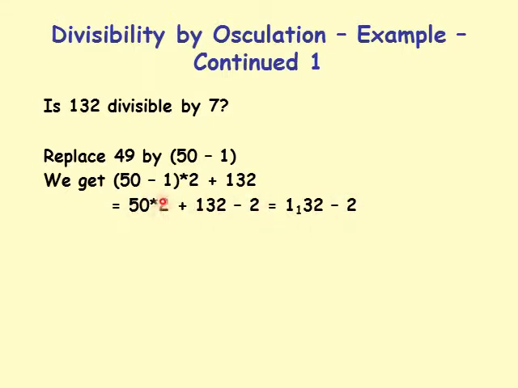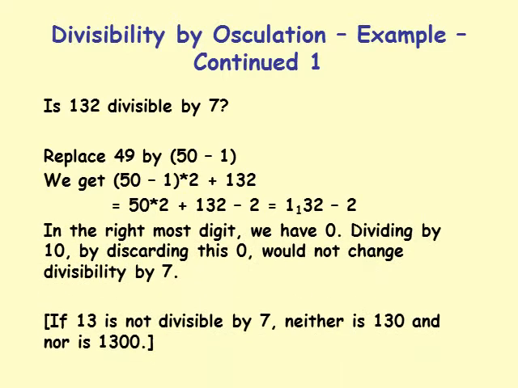This 100 here, when we add 100 to 132, the carry is 10. We add the carry of 10 to the next digit on the left, 3. That becomes 13. So it's a 1 and 13 here, and the 2 and the minus 2 will become 0. The rightmost digit is this 0 here, 2 minus 2. We will divide that by 10 by discarding this 0.